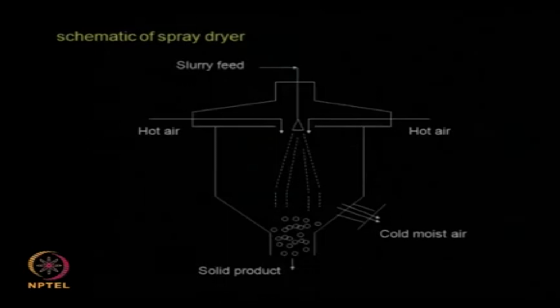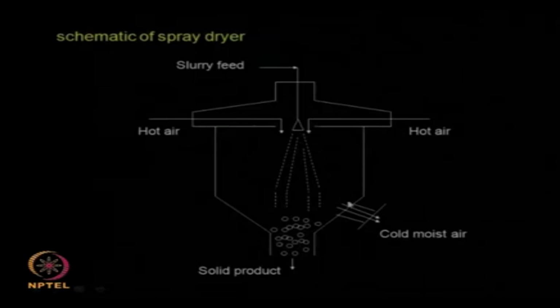So how does it look? This is a typical setup of a spray dryer. You are feeding your slurry from the top, it comes out through the nozzle as a fine spray, and we have hot air coming in contact, so your solvent or water gets evaporated. Fine micron sized particles are formed here, which are collected here.